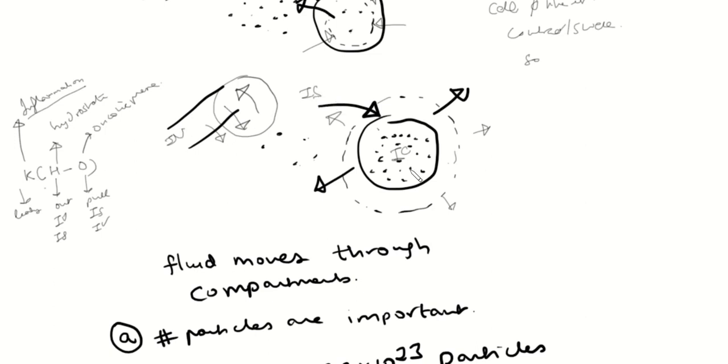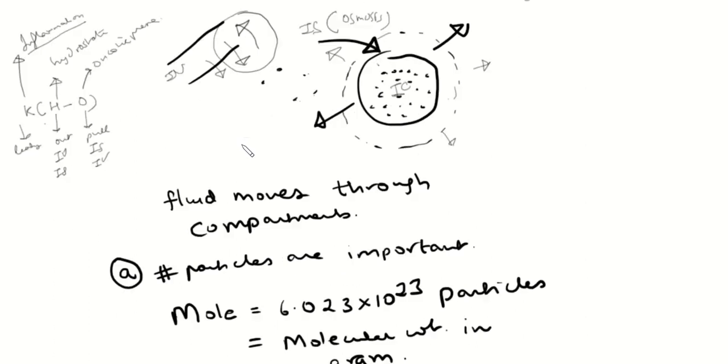Then from interstitial to intracellular, whether it's going out or in actually depends on osmosis through a semi-permeable cell membrane. Okay? So that's how the fluid is moving. We'll explain this equation in detail in just a bit.